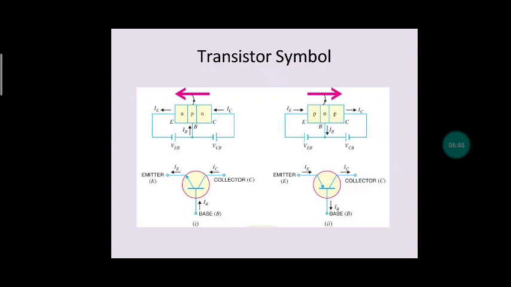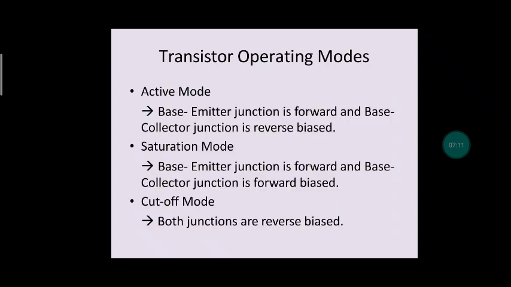So this is the basic symbol of the PNP and NPN transistor. Here three terminals are there: base, emitter, collector. In the emitter terminal, a direction is denoted for the emitter only. If the direction is outward, it is called an NPN transistor. If the direction is inward in the emitter terminal, it is called a PNP transistor.